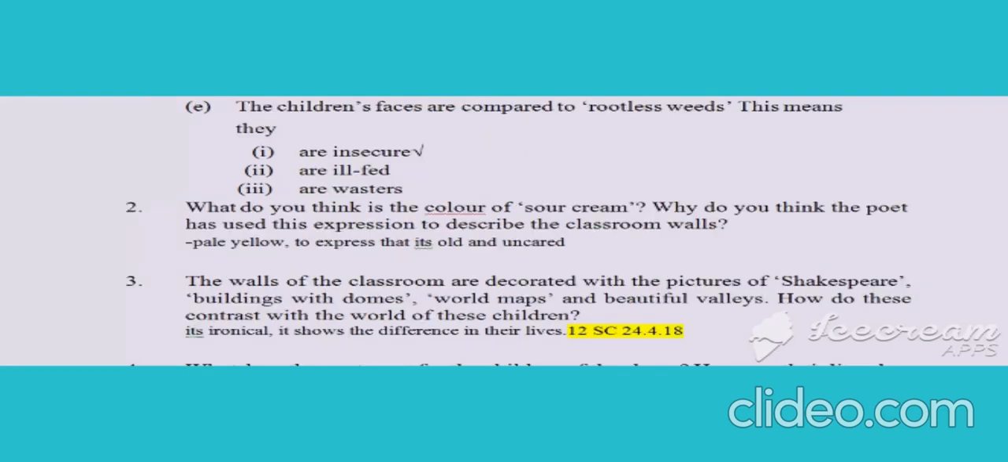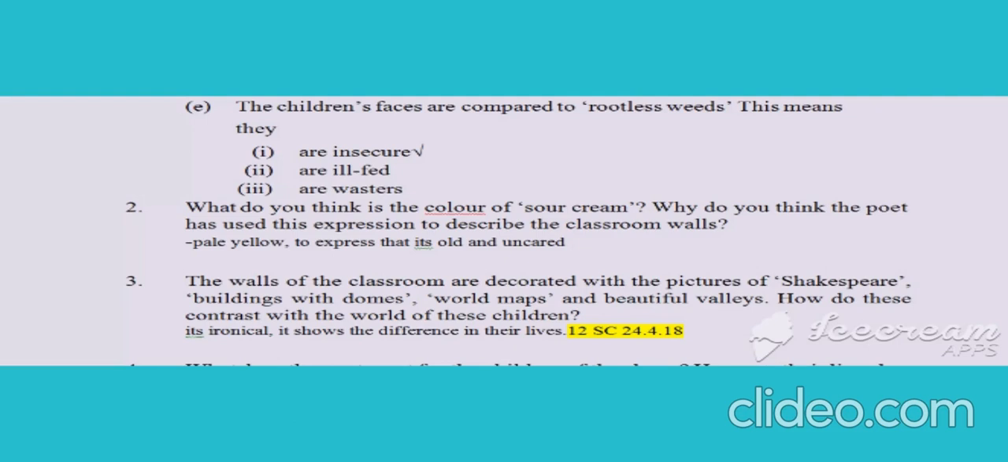Next is E. The children's faces are compared to rootless weeds. This means, like I told you, weeds are insecure. Yes, the first one is the correct answer, are insecure. Now question number 2. What do you think is the color of sour cream? Why do you think the poet has used this expression to describe the classroom walls? So the color is pale yellow, and by this expression it is clear that the walls are old and uncared for.